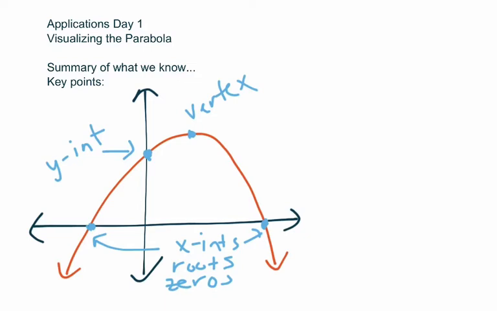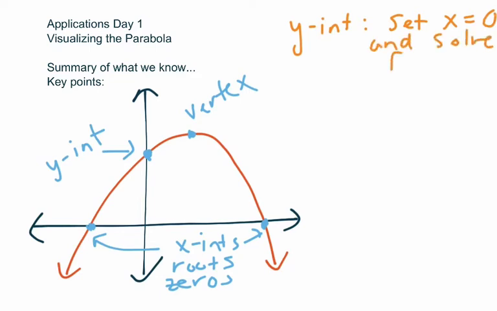All right, so to find the y-intercept, here's what we want to remember. We set x equal to 0 and solve for y. Why we do that is because on the y-axis, the x-coordinate of any point on the y-axis is equal to 0. So if you want to know the y-coordinate that goes with that, namely where the graph crosses the y-axis, you would plug in x is equal to 0.